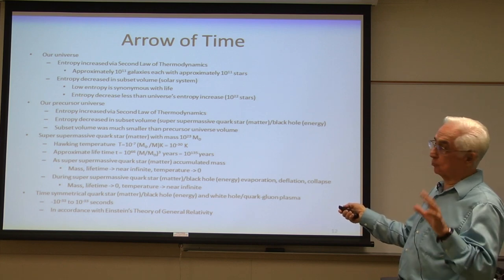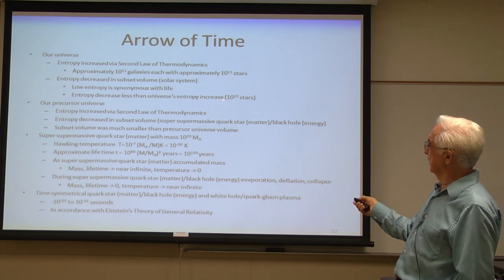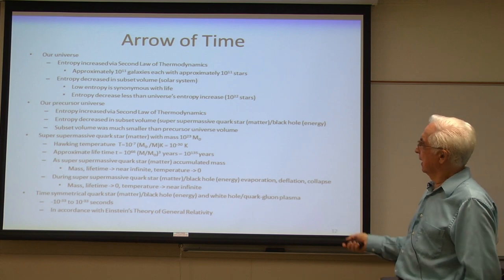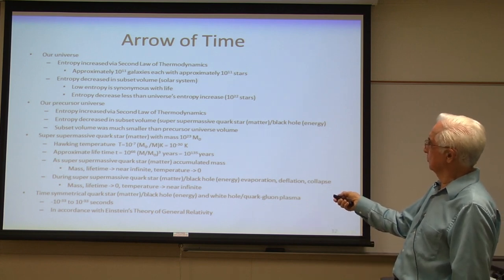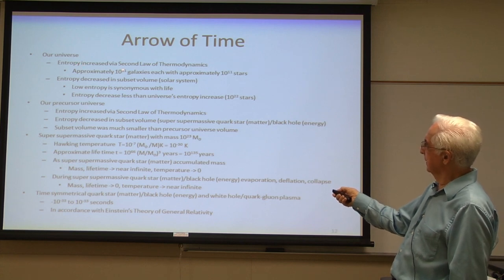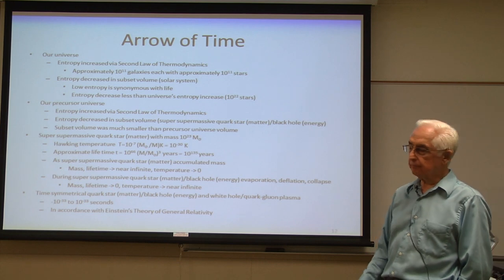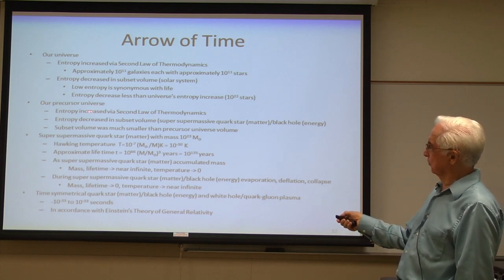The entropy decrease in our solar system was less than the universe's entropy increase among the remaining 10 to the 22nd stars. And therefore, the fact that we had a decrease in entropy in our solar system did not negate the second law of thermodynamics for our universe. There was a similar argument for our precursor universe.